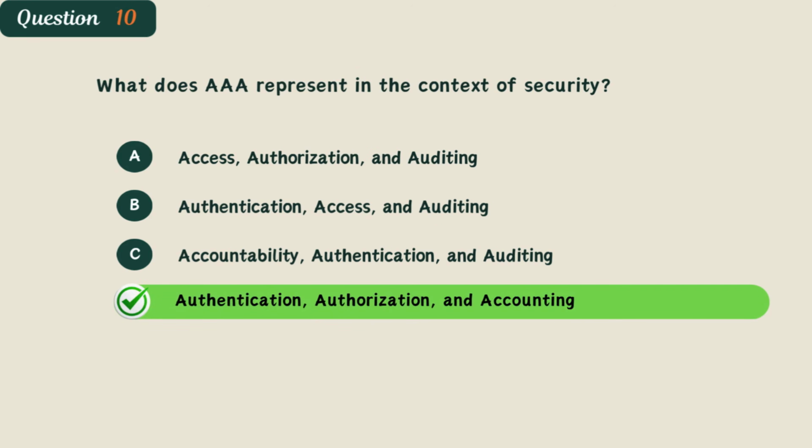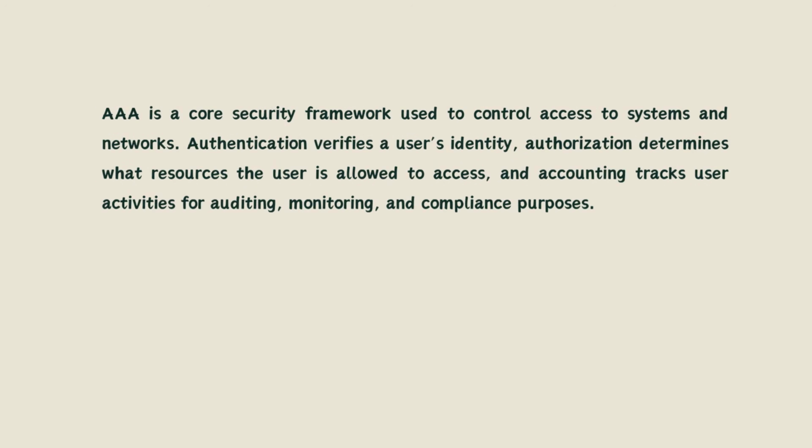Correct answer: D. Authentication, authorization, and accounting. AAA is a core security framework used to control access to systems and networks. Authentication verifies a user's identity. Authorization determines what resources the user is allowed to access. And accounting tracks user activities for auditing, monitoring, and compliance purposes.